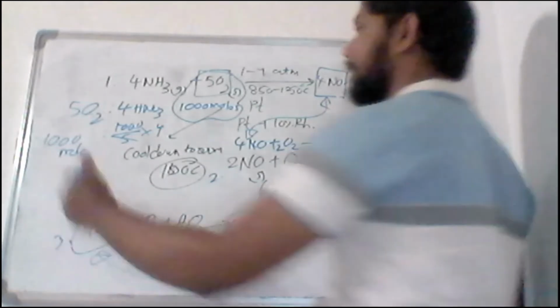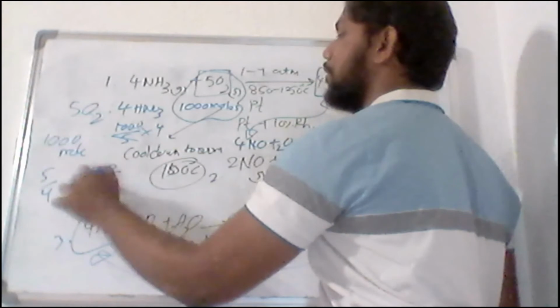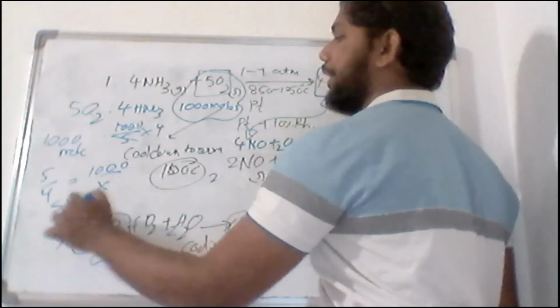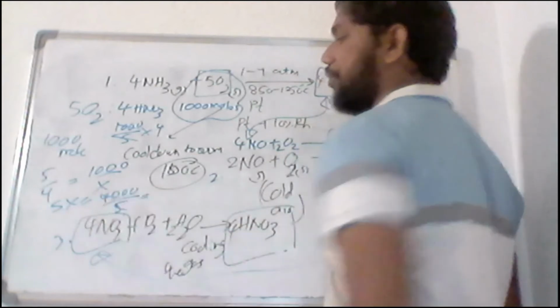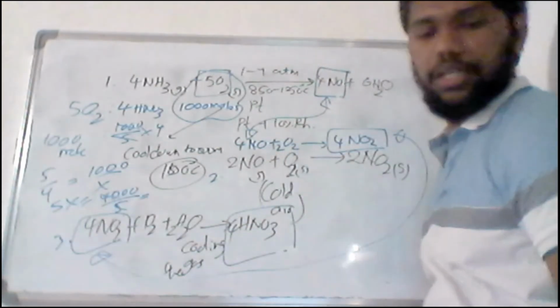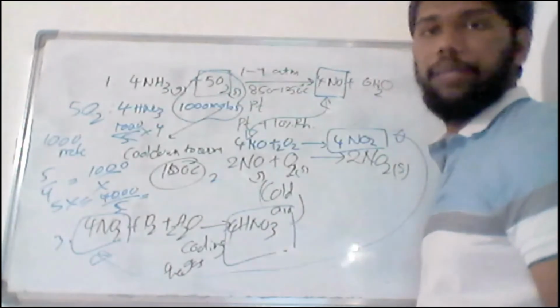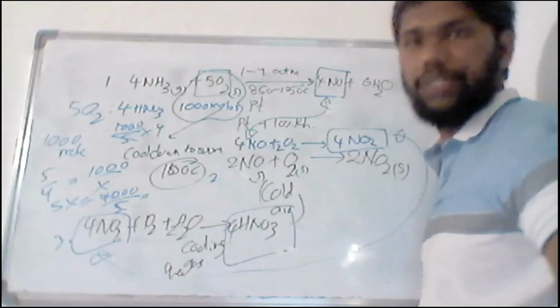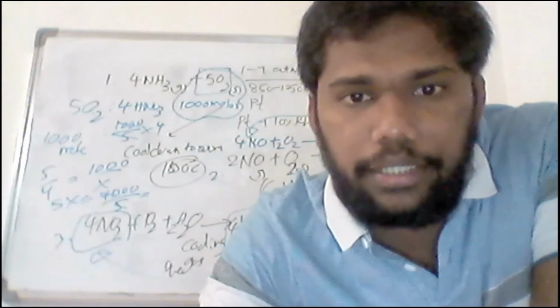Yeah, so basically 5 over 4, the ratio will be equal to 1000 over x. So 5x is equal to 4000 over 5. So it will be around 800. Okay. So using this equation, you can directly predict the amount of HNO3 that is formed. That is one of the advantages of using the entire equation.